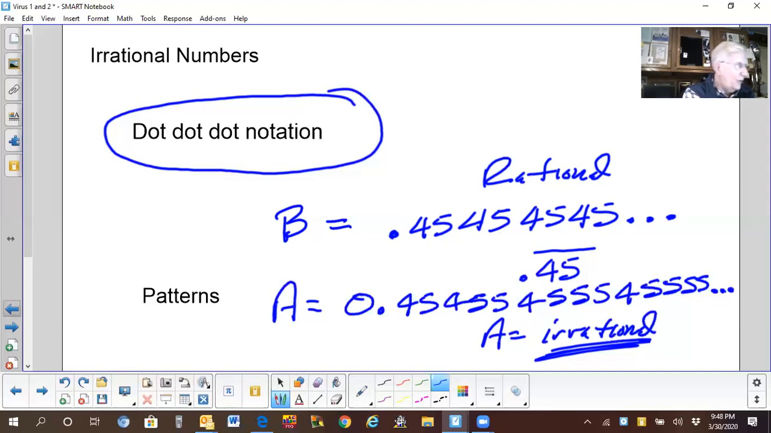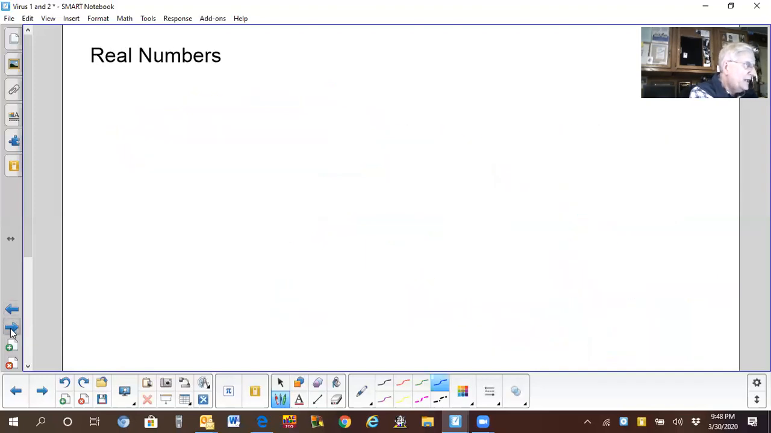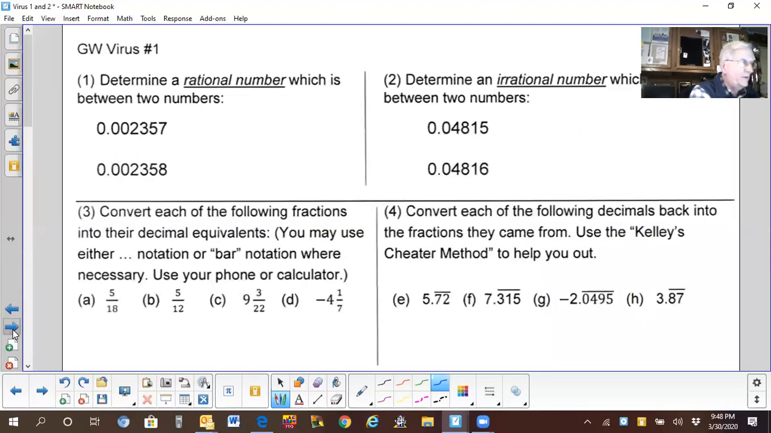Okay, so with those things in mind that we have discussed tonight, I would like to work on the first sheet, which is called Group Work Virus 1. So if you would put group work virus 1 in front of you, it should look like this. The first thing you're going to have to be able to do on this quiz is to be able to determine a rational number that exists between those two numbers right there.